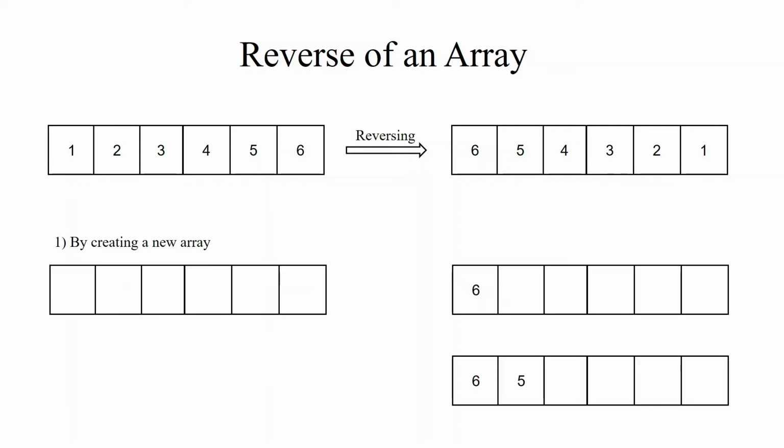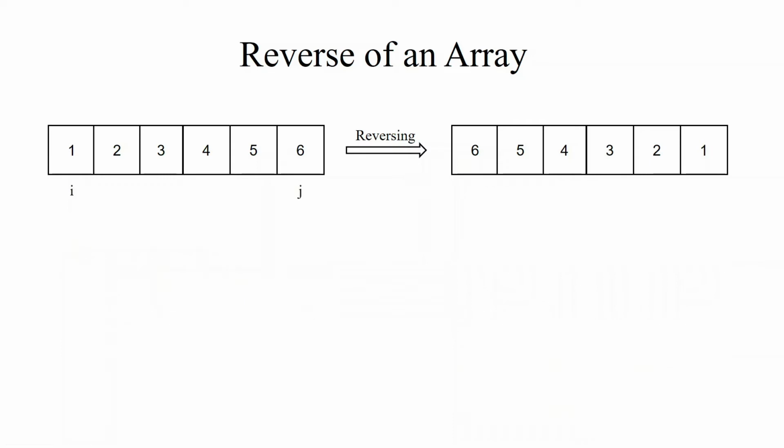The first way is by creating a new array. You will create a new array of the same size and we'll run a for loop from the last element to the first element of this array, and we will append each element of this array into the new array. This is how we will get a reversed array.